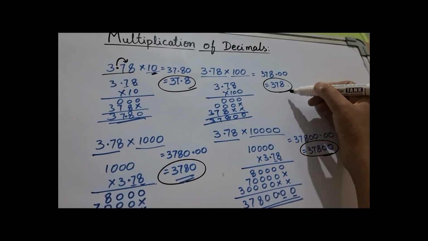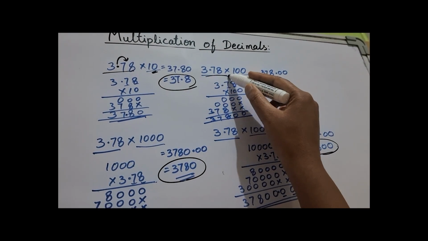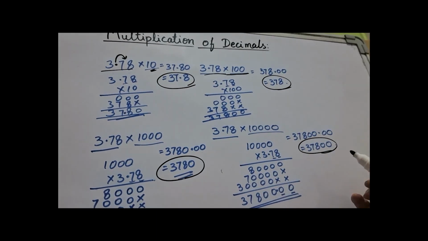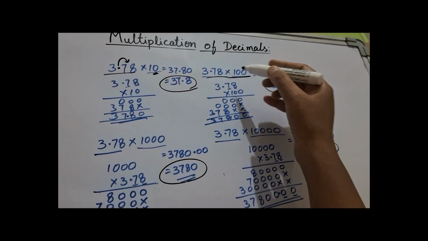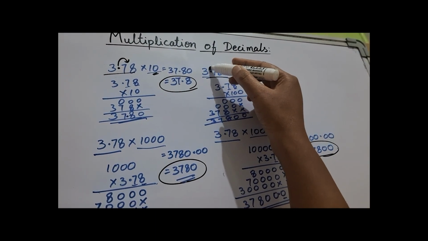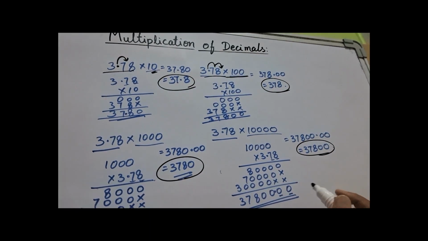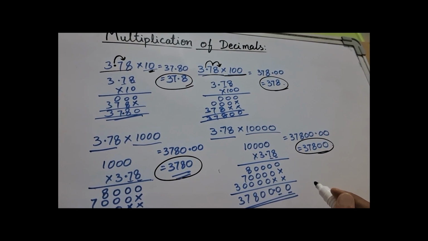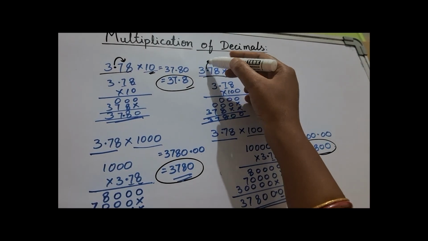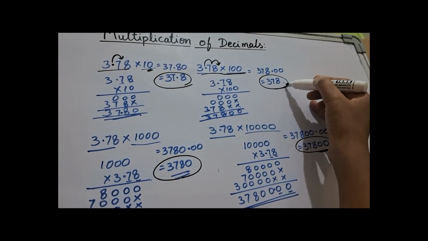And here when we observe 3.78 when multiplied by 100, then the decimal point has moved two digits on the right side. Okay, it has moved two digits on the right side. See here.